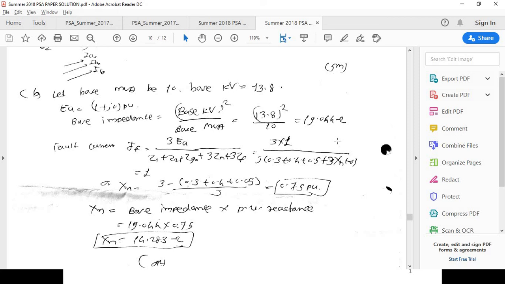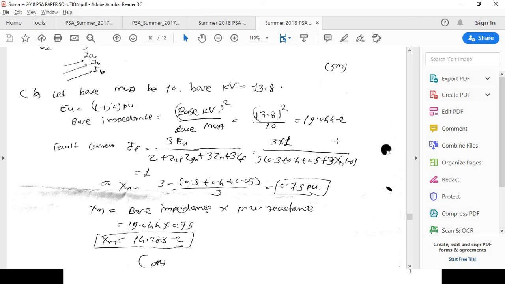Now the fault current If is equal to 3E upon Z1 plus Z2 plus Z0 plus 3Zn plus 3Zf. Here Z1, Z2, Z0 are the positive, negative and zero sequence reactances, Zn is the impedance of the neutral and Zf is the fault impedance. So it will be 3 into 1 upon j in bracket 0.3 plus 0.4 plus 0.05 plus 3 into Xn plus fault impedance is 0. So Xn is equal to 0.75 per unit.